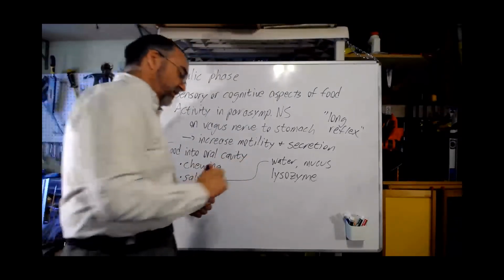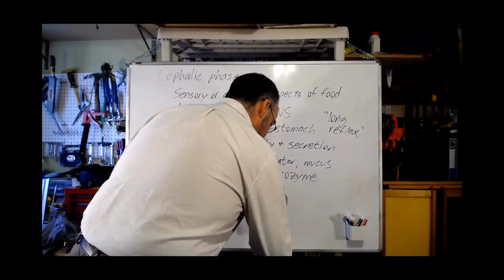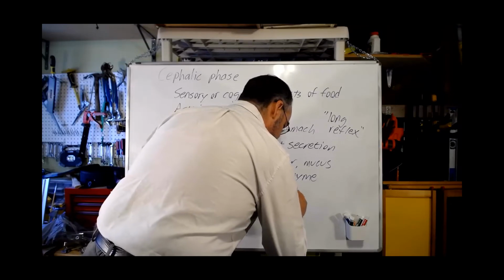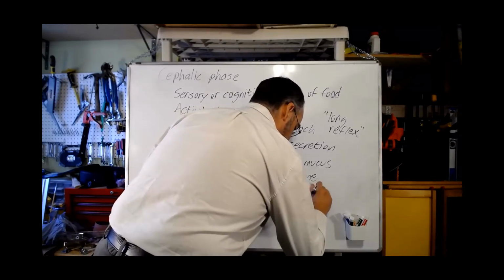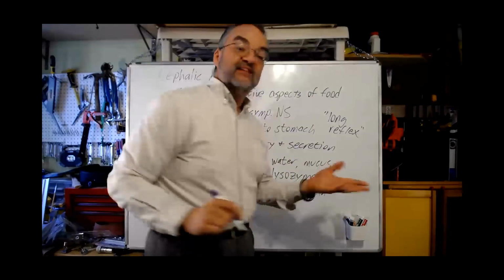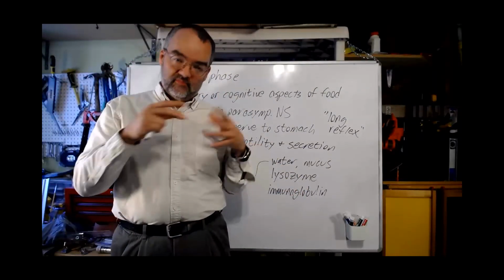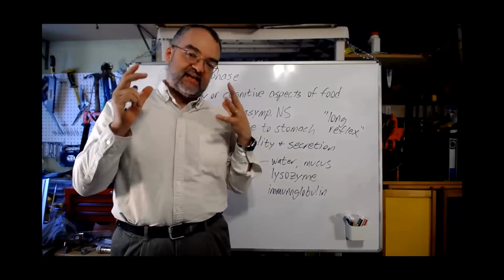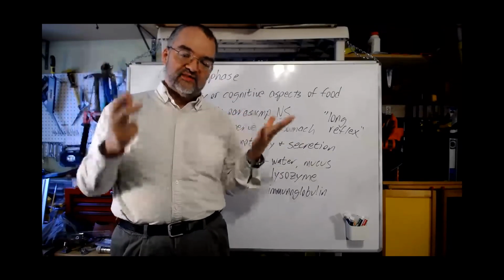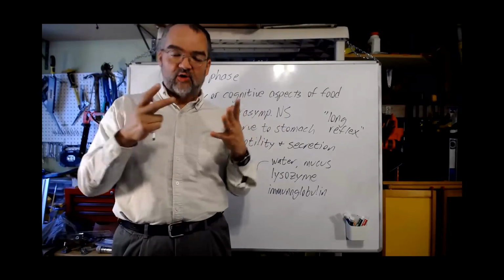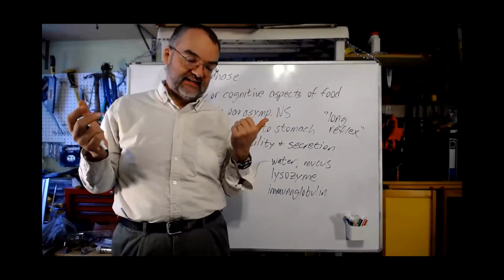Anyway, we also have immunoglobulin A. I'll just say immunoglobulin here. Antibodies of a type that will latch onto microorganisms in the food and make it harder for them to get through the cell membranes in your digestive tract, harder for them to get into your body.